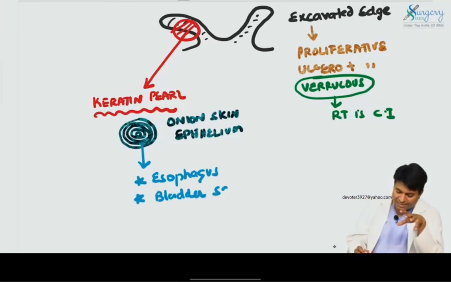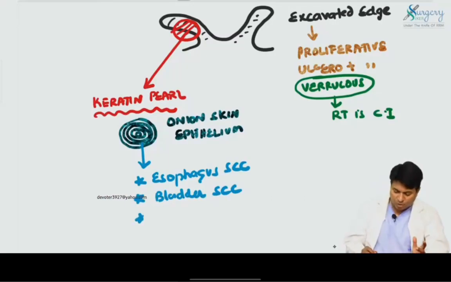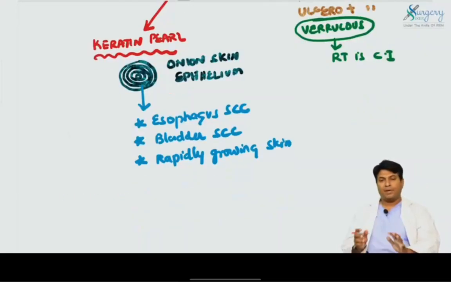So please remember in which squamous cell cancers the keratin pearl is absent: esophagus squamous cell cancer, bladder squamous cell cancer, and rapidly growing skin cancer. Rapidly growing skin cancer also lacks the keratin pearl. And with the presence of keratin pearl we have a grading system.